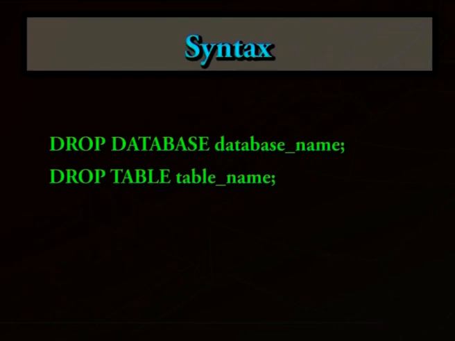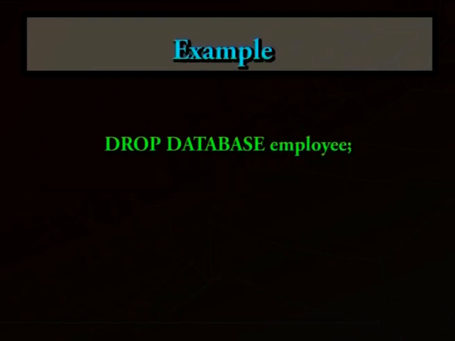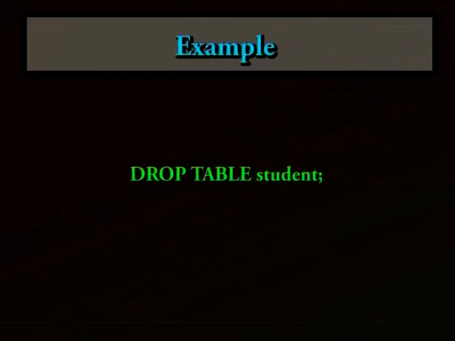Similarly, the keyword table is used to specify that we want to delete a table, and the name of the table that we want to delete is specified after it. An example of using the drop command in both cases is: drop database employee. In this example, we are deleting a database whose name is employee. Next is drop table student. This statement specifies that we are going to delete a table with the name student.